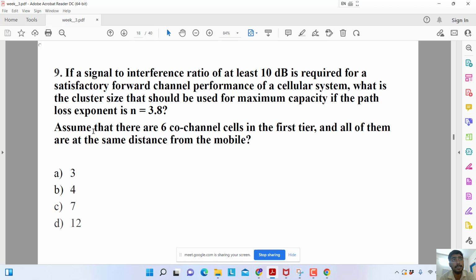There is an assumption. Assume that there are 6 co-channel cells in the first layer, and all of them are at the same distance from the mobile. We have to calculate the cluster size, and the required SIR is 10 dB. Just use the formula and put in the values. Anybody got the answer?